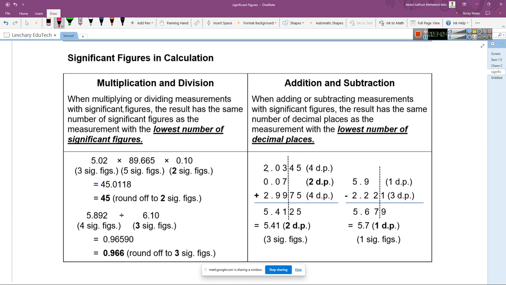You see here 2.0345. In this number, how many decimal points do we have? Decimal points, not significant figures. Significant figures are different from decimal points, right? So we abbreviate decimal points as DP and significant figures as SF. Here, after the decimal point, 1, 2, 3, 4. So 4 decimal places. And here 0.07. How many decimal places?